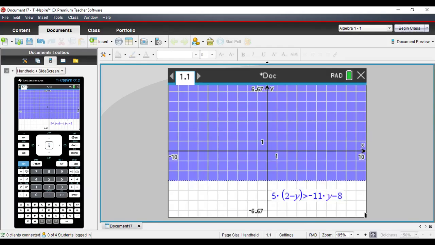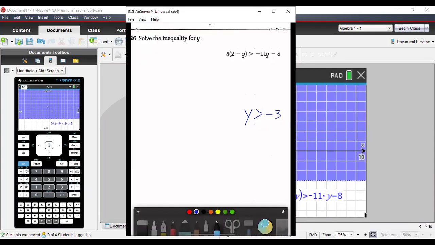Now, we're going to do the algebra to support it. So we're going to come here. First thing we do is get rid of the parentheses by multiplying. So this is going to be 5 times 2, which is 10. This is going to be 5 times a negative 1. So this is going to be 10 minus 5y is greater than negative 11y minus 8. And then we're going to move this 11y over by doing the opposite. And then we're going to subtract 10 from this side, and this is what we're going to have.